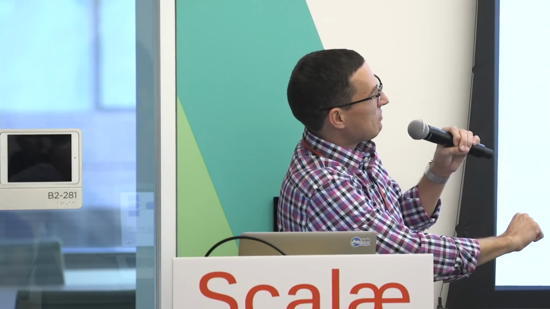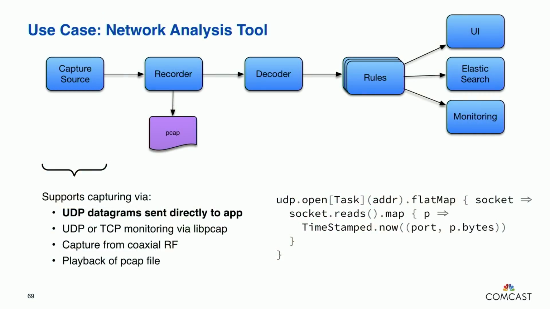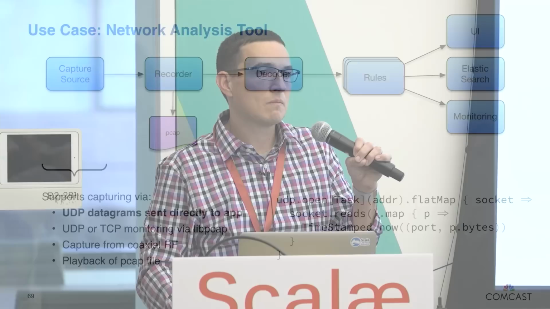But you can see it provides this very high-level streamy DSL for working with UDP. Here we're saying in the task constructor, bind to some address. We get back a socket if we flat map, and then on that socket we can read datagrams out and emit them into our system.